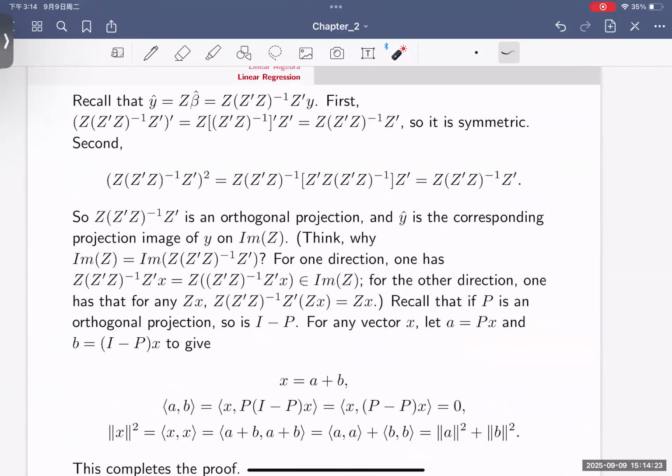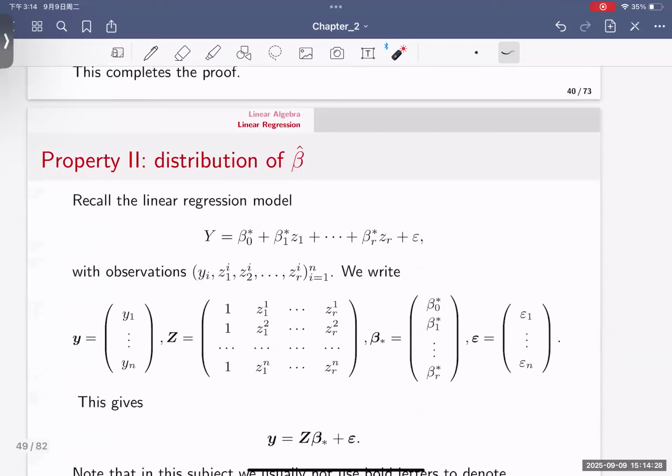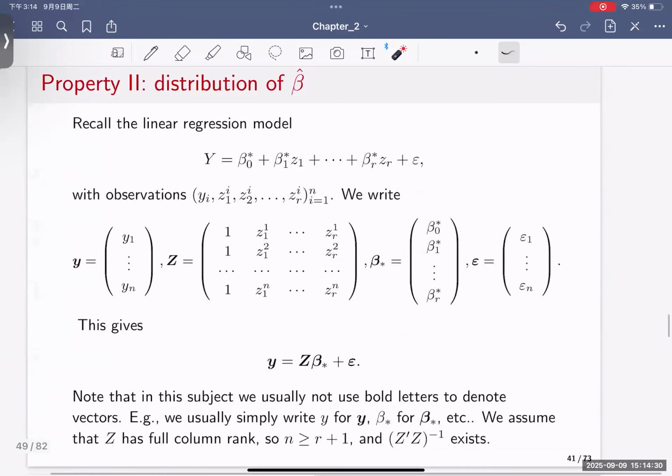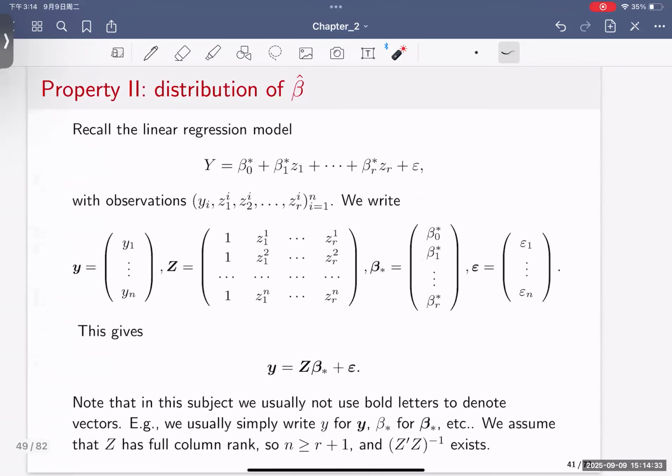So it's a little bit different. Well, the second thing is more important. It's called the distribution of the beta hat. We want to further understand what beta hat is.